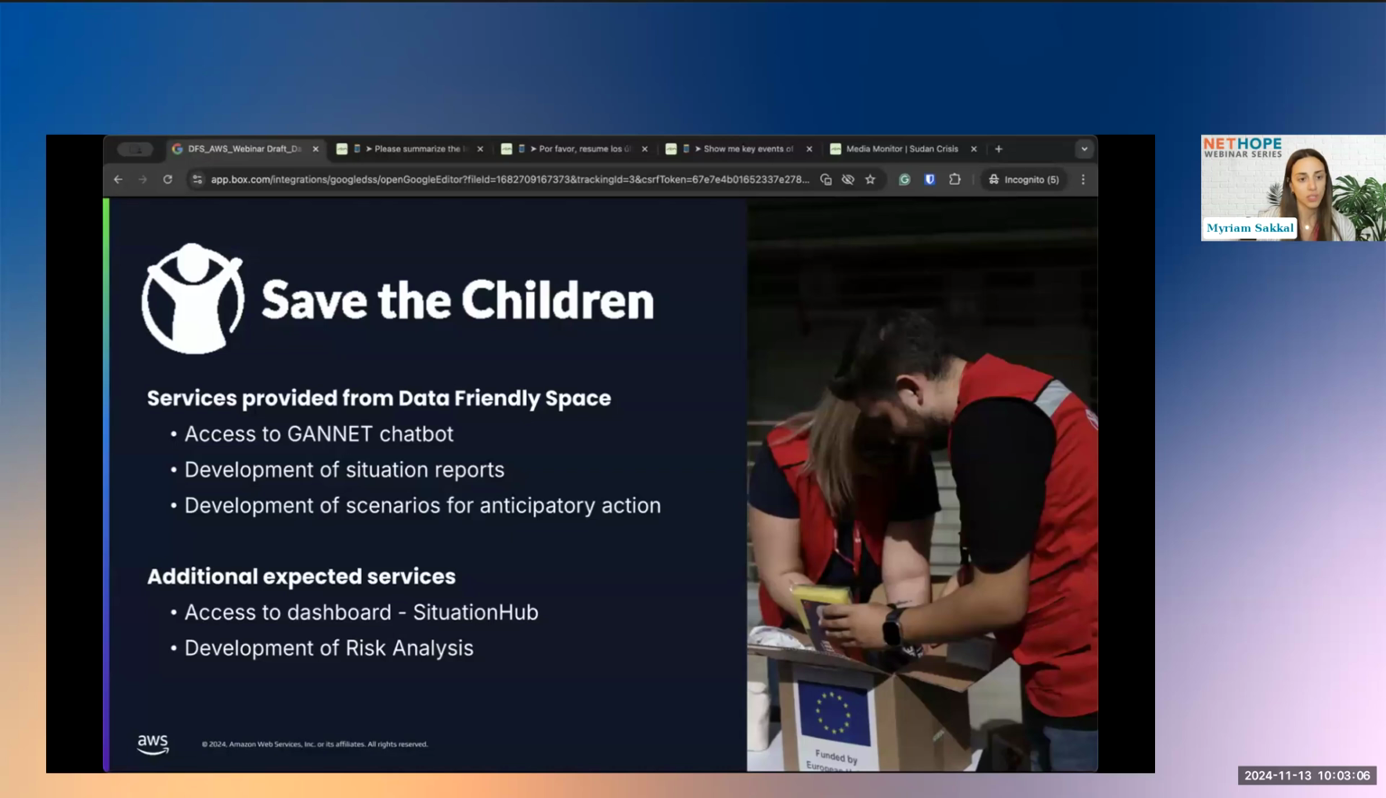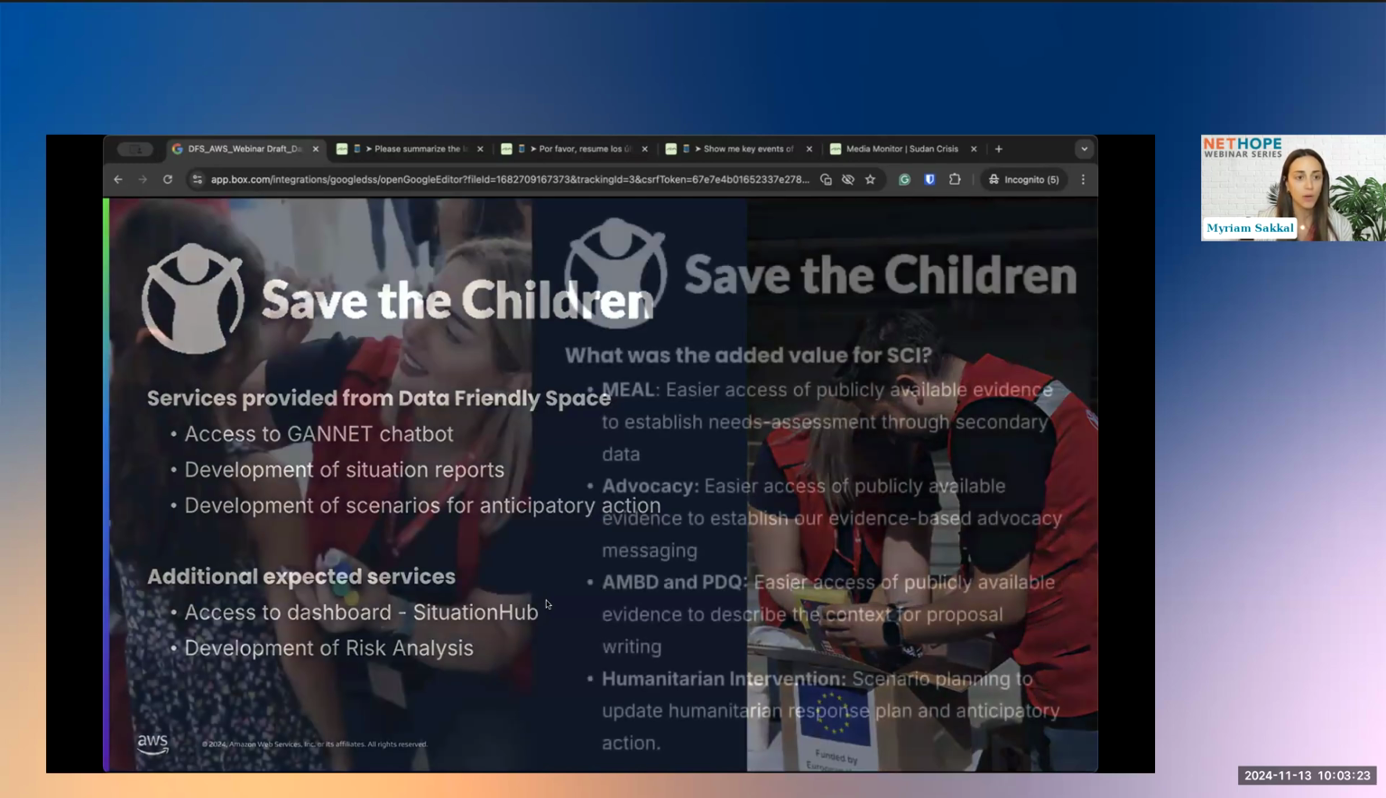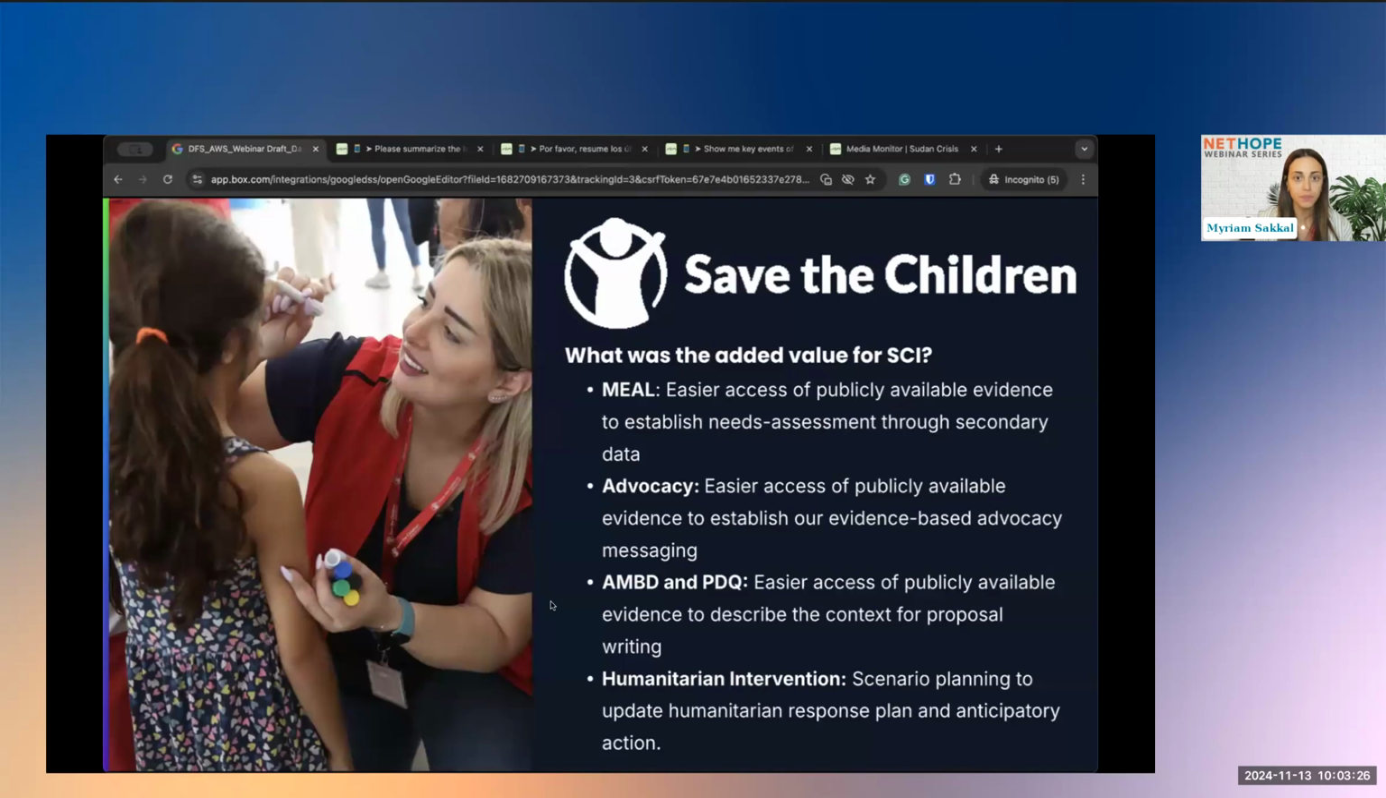There are still two additional services that we are expecting from Data-Friendly Space, which are the dashboard that my colleague presented, the Situation Hub, and we are also expecting a risk analysis that will help us plan the mitigation measures accordingly. So how were these useful for us? The added value of these solutions was many.